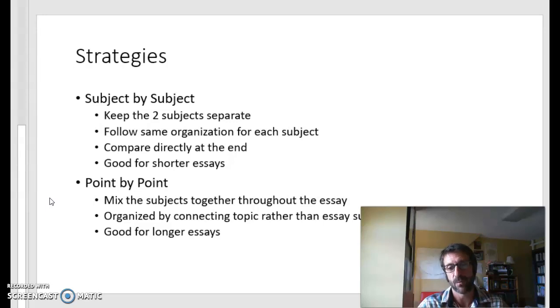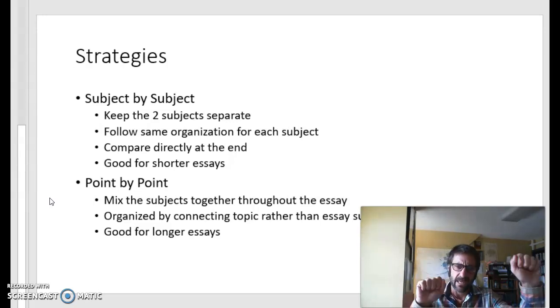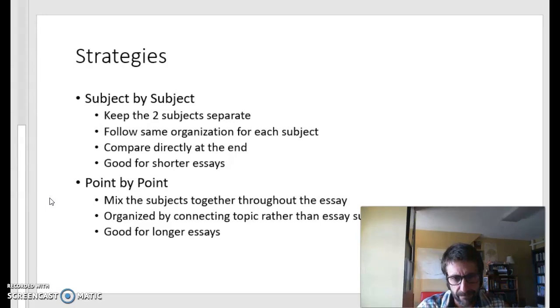Subject by subject is where you really keep the two things separate. Let's say I was going to do a paper on landlines and cellular phones. I would have a big chunk of paper on landlines, a big chunk of paper on cellular phones, and I'd kind of mix them up at the end. But generally, I would keep them separate.